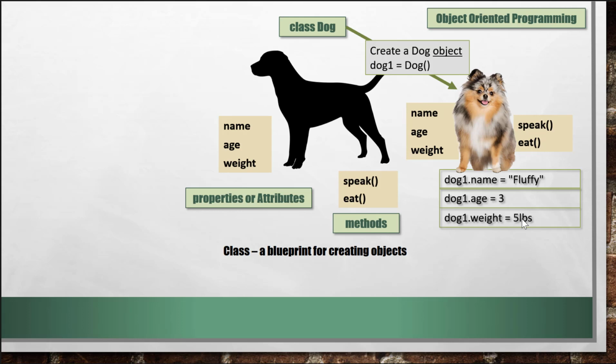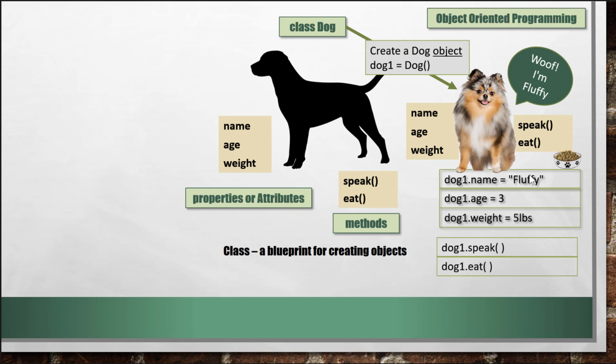So likewise, this dog can speak. So this dog has inherited, I don't want to say inherited, but gotten a method from its class. So this dog can speak, and this dog can eat.